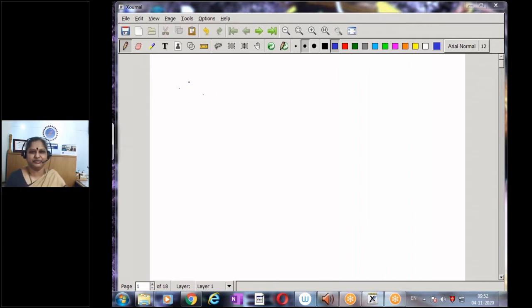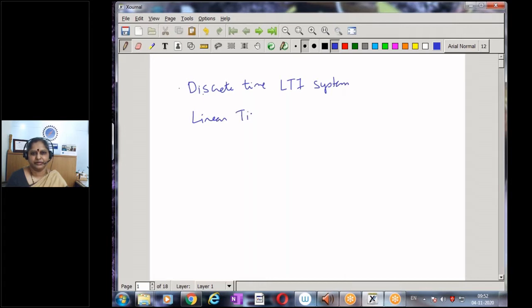In today's module, we shall see the discrete time LTI system, different methods of representing the LTI system. The LTI stands for linear time invariant system. So we shall see what are the different methods of representing the LTI system, and can we move from one method of representation to the other.